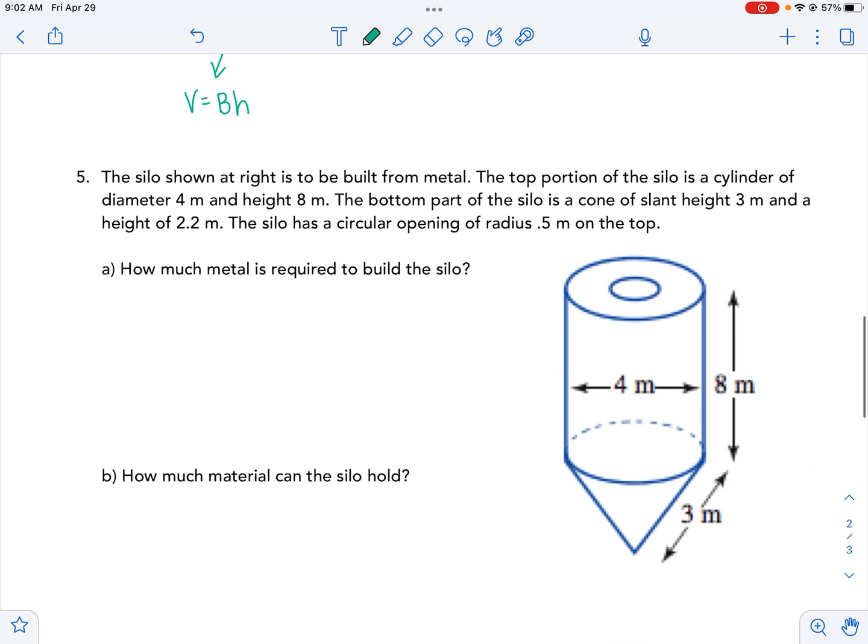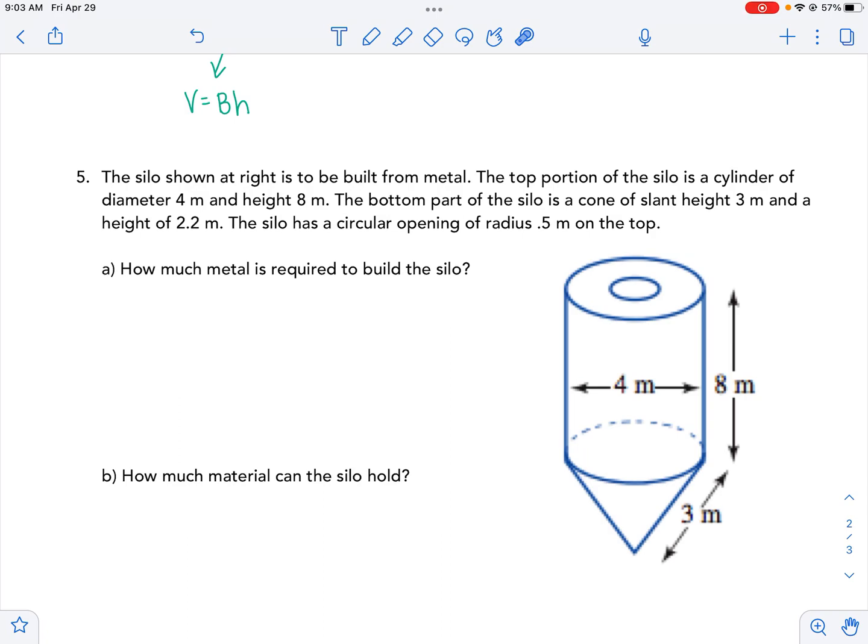So we have a silo that's shown at the right, and it's to be built from metal. The top portion of the silo is a cylinder. And then the bottom part is a cone. And then it does tell us that there is this circular opening. So that's how we're going to get our material or whatever we're storing inside. We need an opening at the top of the silo. So we have 2 questions.